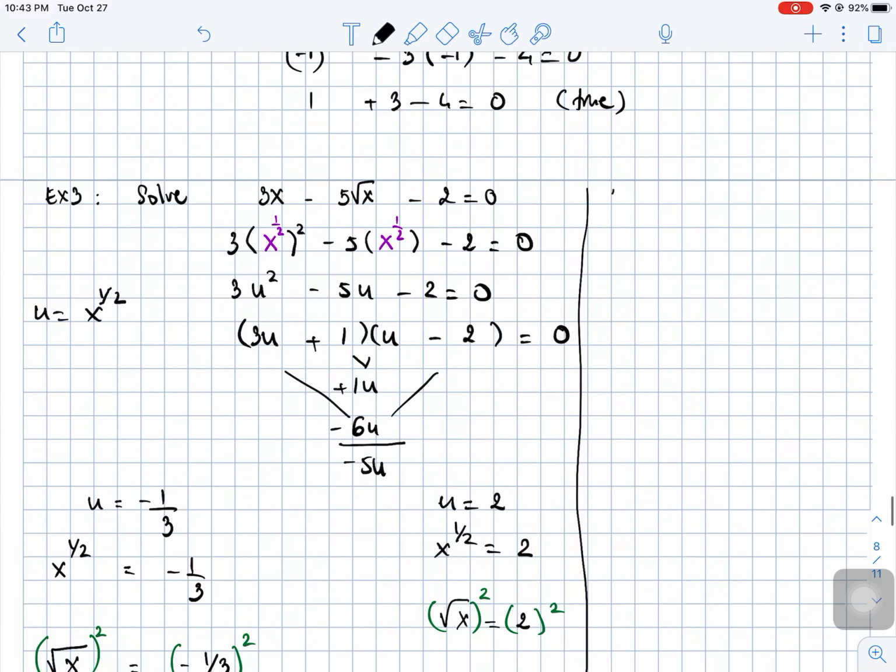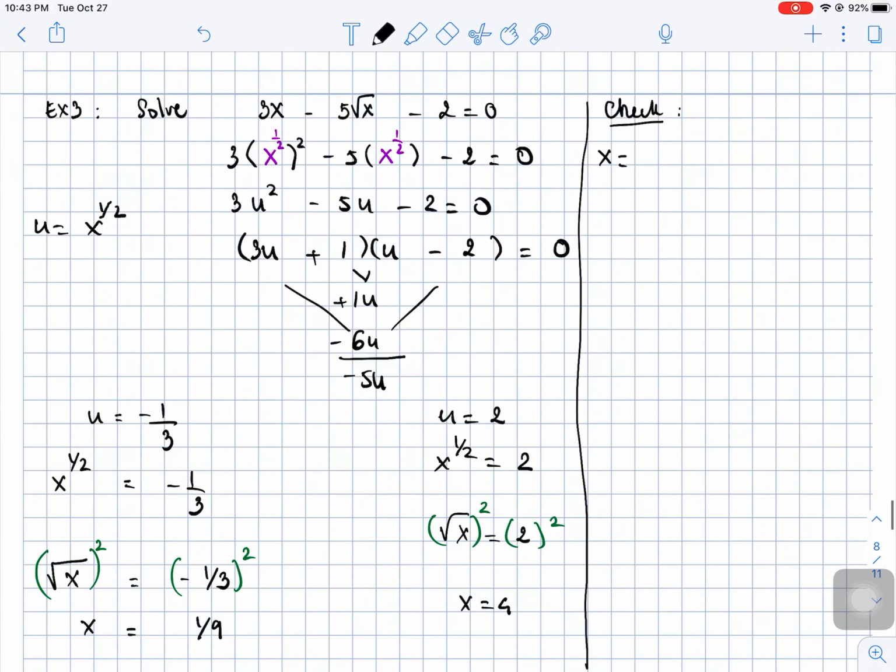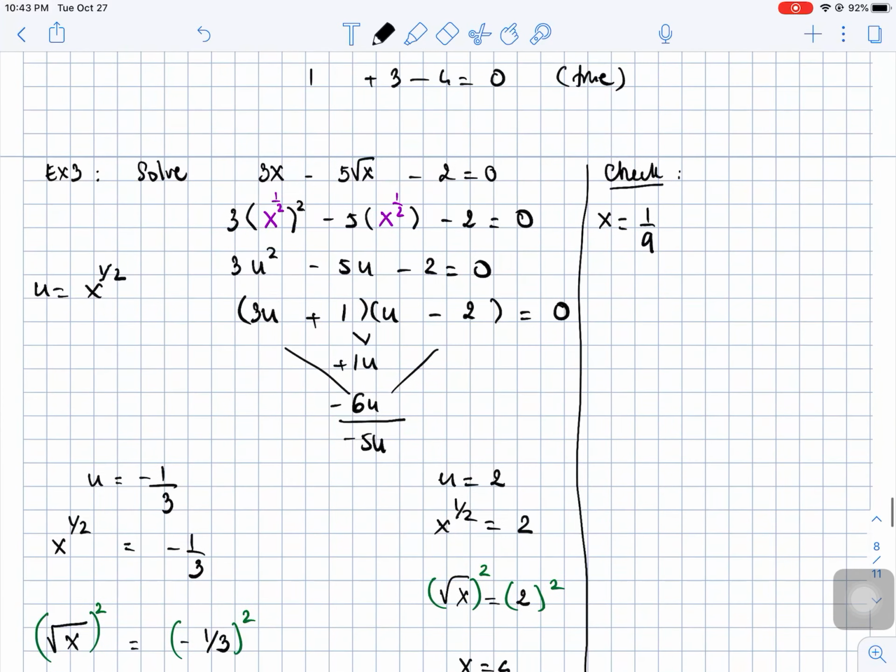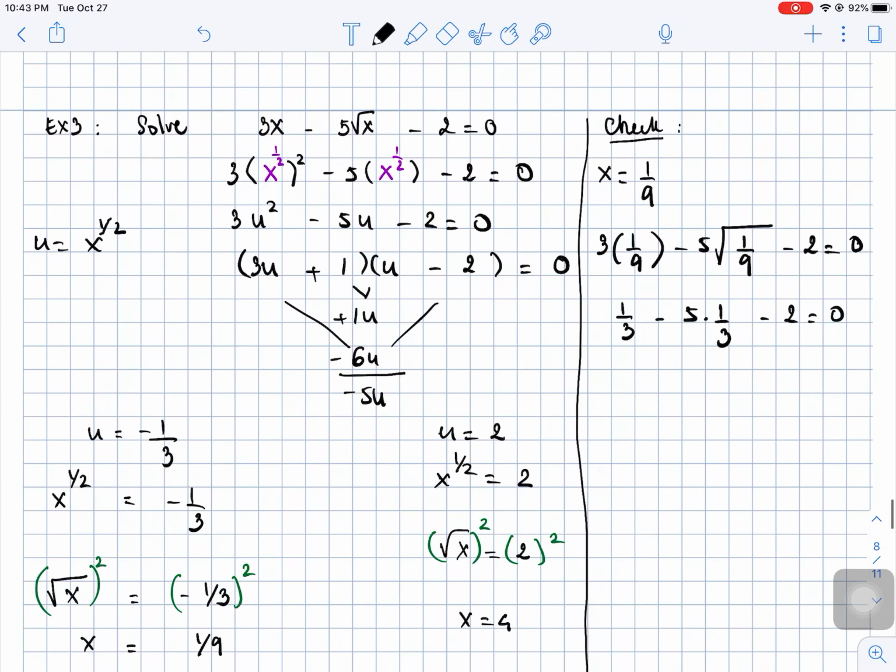You recall that when we solve an equation that contains the square root, we want to square both sides, okay? Then we get x equal 1/9 and x equal to 4. Again, we need to check this problem. Whenever we solve an equation, we need to check, and especially with the radical, it's mandatory to check.